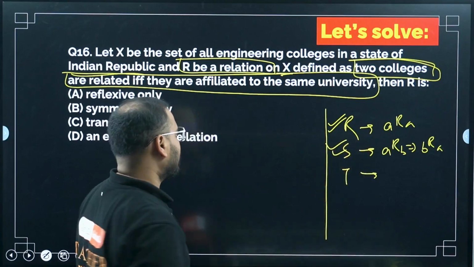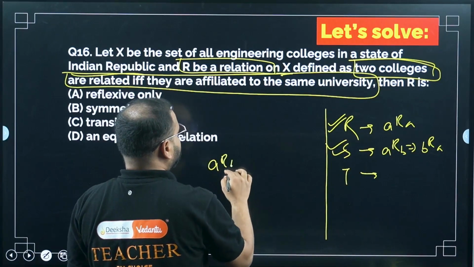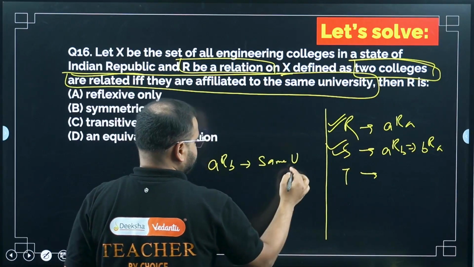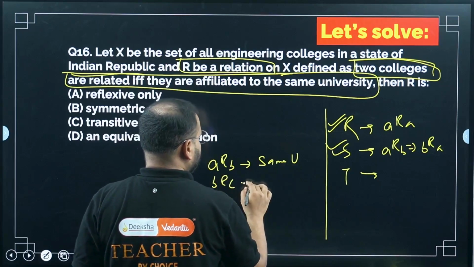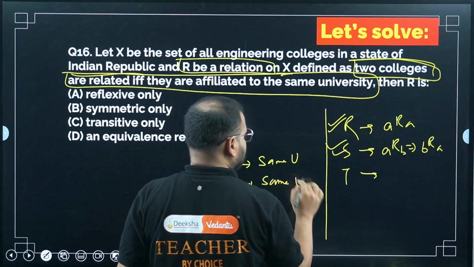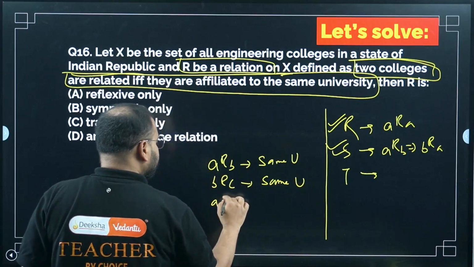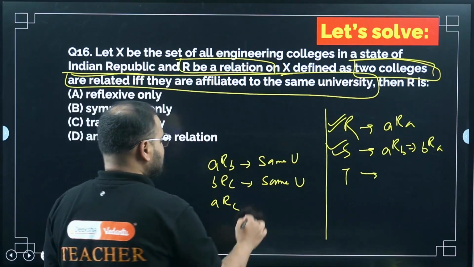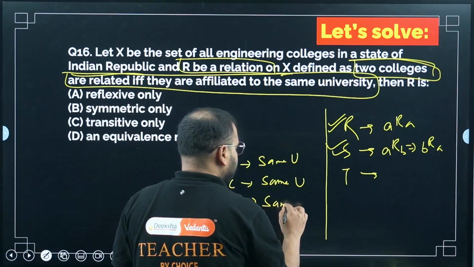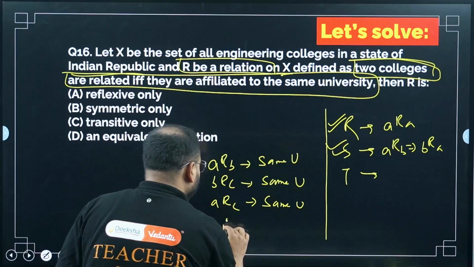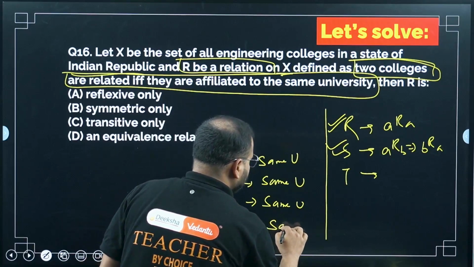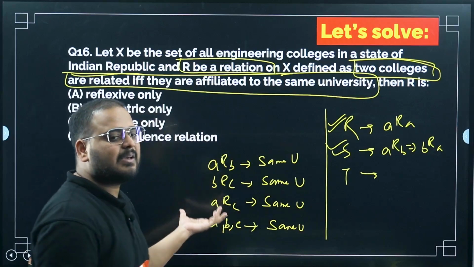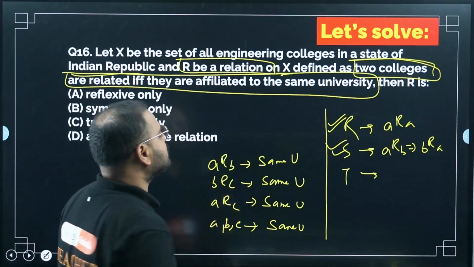Now transitive. You check here. A and B, same university. B and C, again same university. Then what about A and C? A and B same university, B and C same university, means all of these three are in the same university only, right? So basically A, B, C are in the same university. So it is transitive: A and B in same university, B and C in same university, then A and C will be same university. So, sir, transitive also.